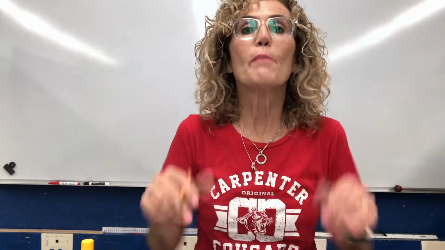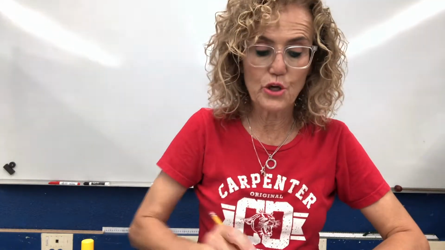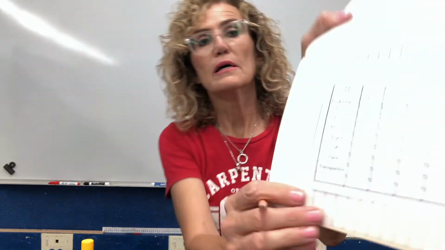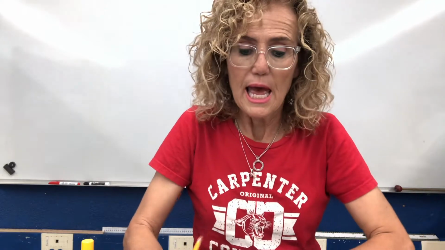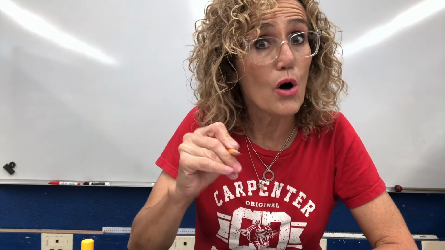I'm going to model it with the first one. So the cylinder, is that round? Yes, so I'm gonna put a check in the column where it says round and cylinder. Is the triangle round? No. Because the definition of a triangle is it has three sides. So a triangle is not round. Was the tube round? Yes, not round like a ball, but it is curved. So I'm putting a check.